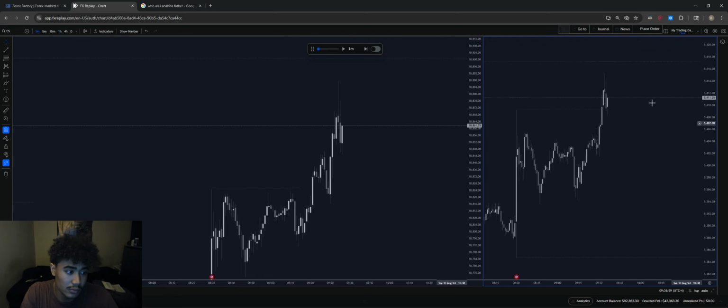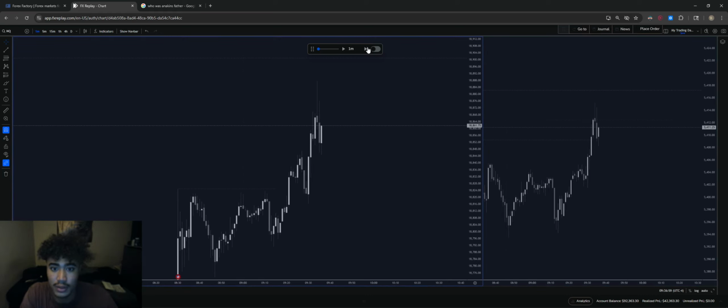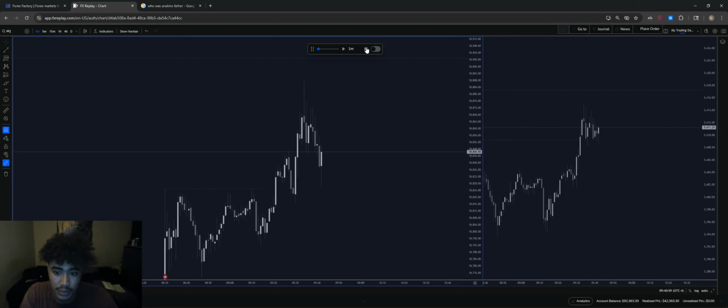But we'll keep that quote high, even though it's not really a high. It's a micro time frame high, but you could SMT that as well.